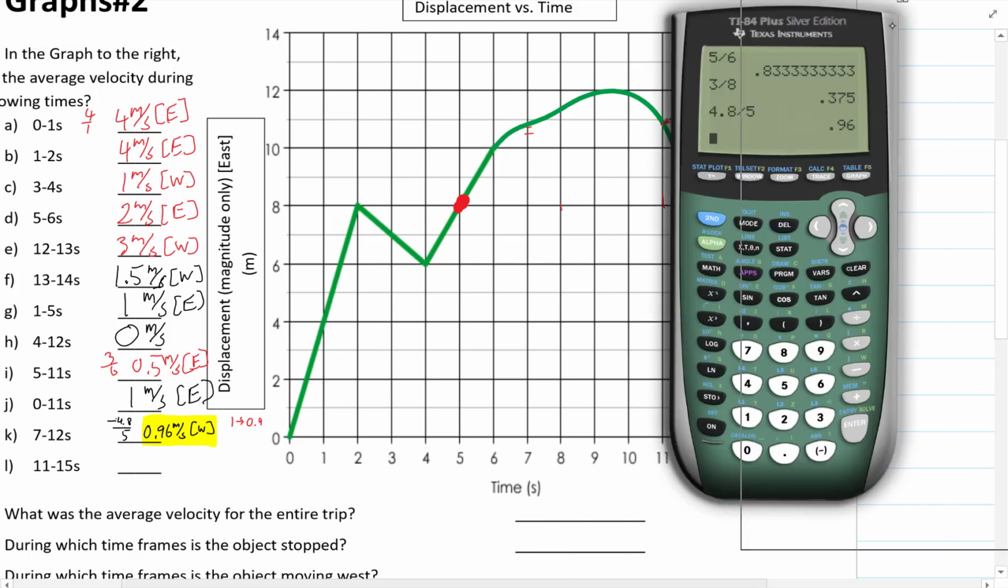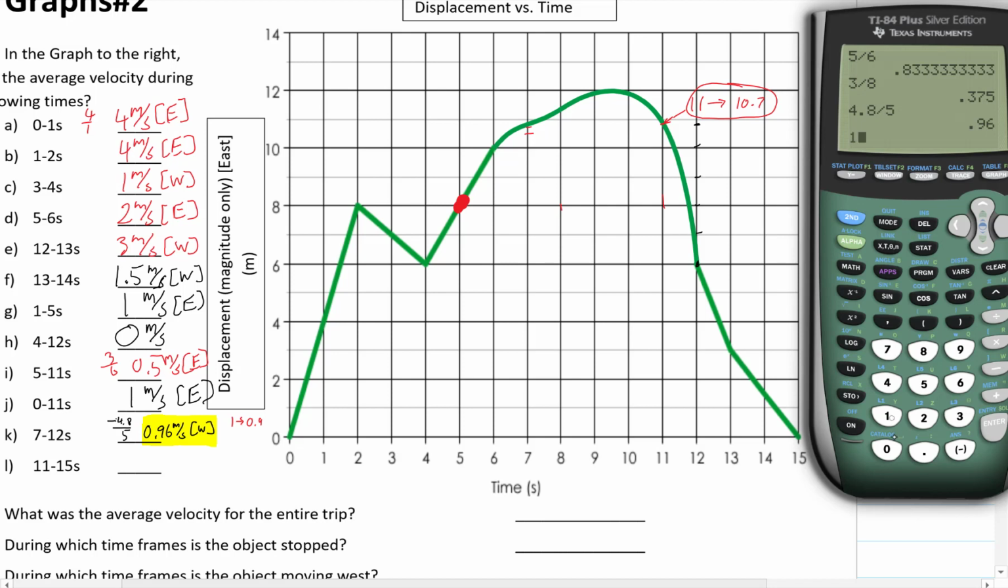Okay, maybe your answer is going to be 10.9 divided by 4. So 2.7. So negative 2.7 meters per second west. Probably accepting anything from negative 2.8 to negative 2.6 or something like that.